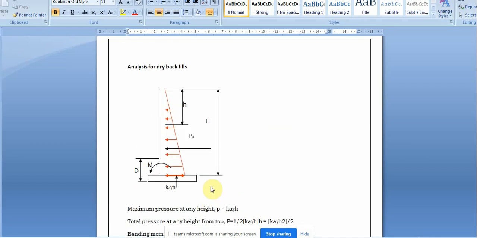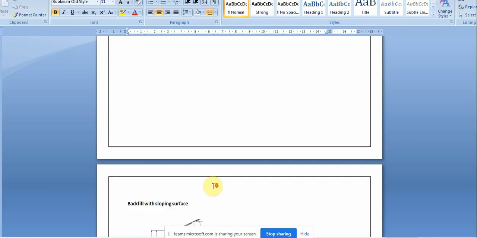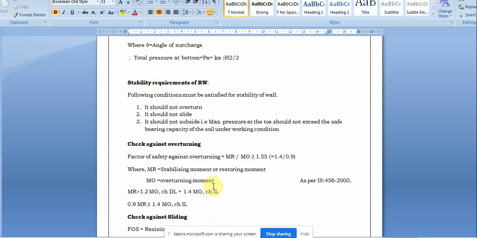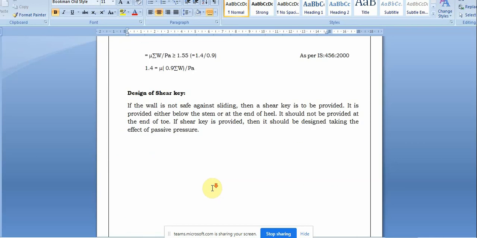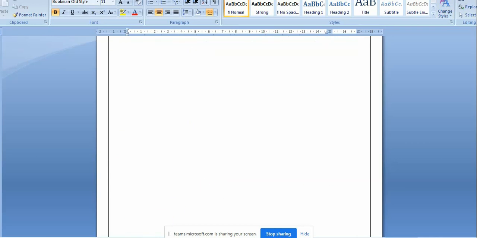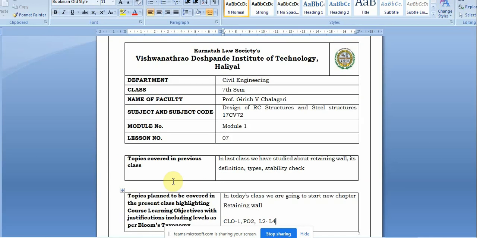Then the stability checking of the retaining wall was studied. How you find the active pressure, how you find the passive pressure, what are the horizontal pressures, what is the overturning moment, if it slides what is the alternative, what precaution should be taken. So all this stability checking will be done on a retaining wall. Once the dimensions have been given to the retaining wall, we check it for stability. Once the stability is okay, then we go for designing of the components of the retaining wall.